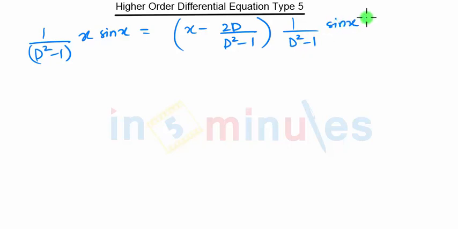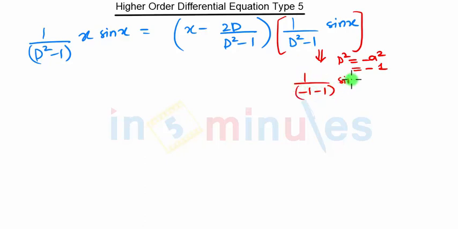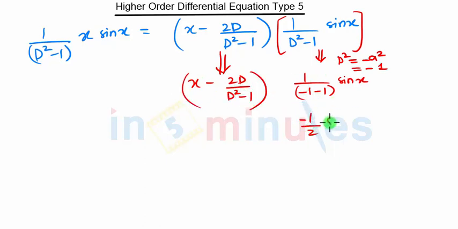Now we are just solving as it is, like we are not multiplying the bracket. This bracket inside, we are not multiplying this term inside the bracket. So first we will solve for this. So in this we will replace d square by minus of a square. In this case, a is 1, so d square will be minus 1. So this part will become 1 upon minus 1 into sin x, and this term will remain as it is, which is x minus 2d upon d square minus 1. So this term will become minus half sin x.